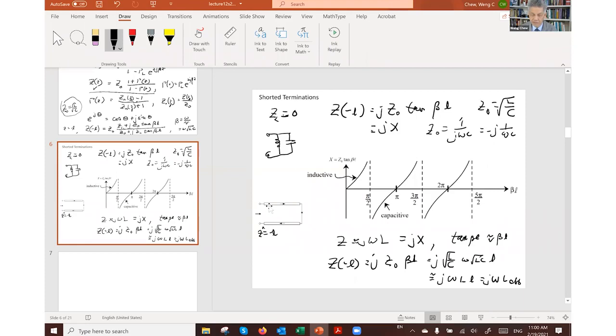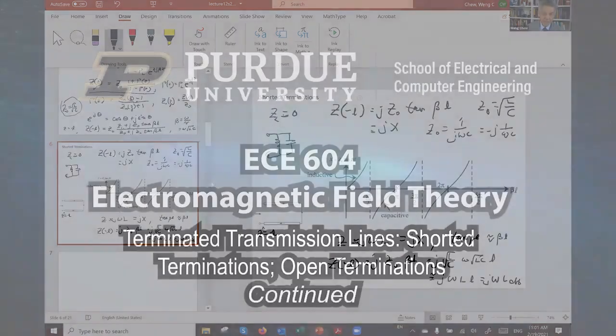That is reasonable if you do a sanity check. If this line is very, very short, then if you were to send a current into this line, the current would be huge because it's shorted at this end. You could drive this, say, with a voltage source. And if this current is huge, it will produce a strong magnetic field, making this transmission line inductive.